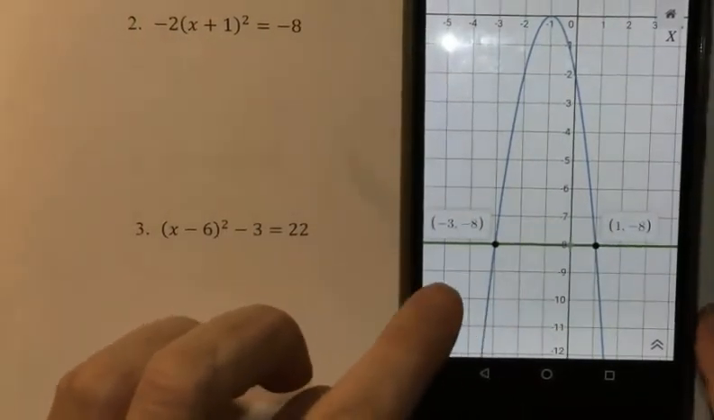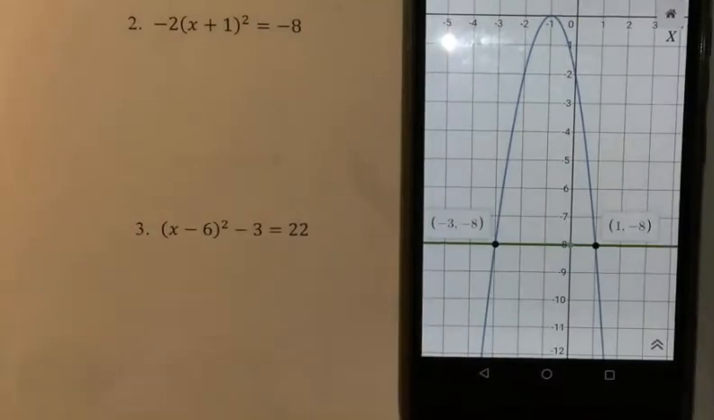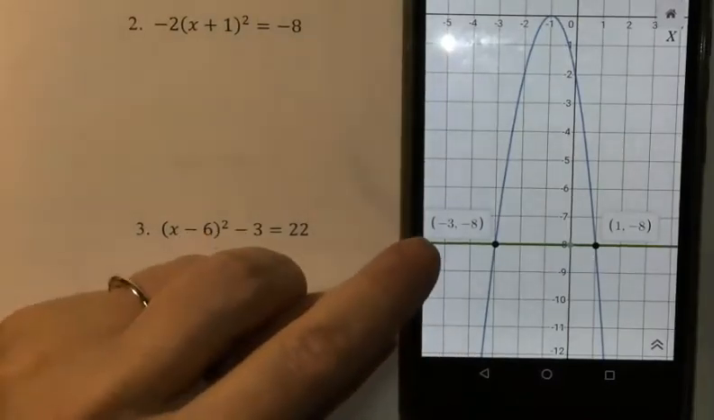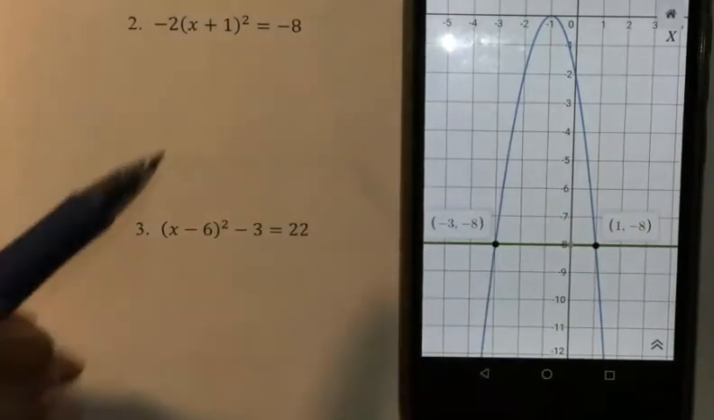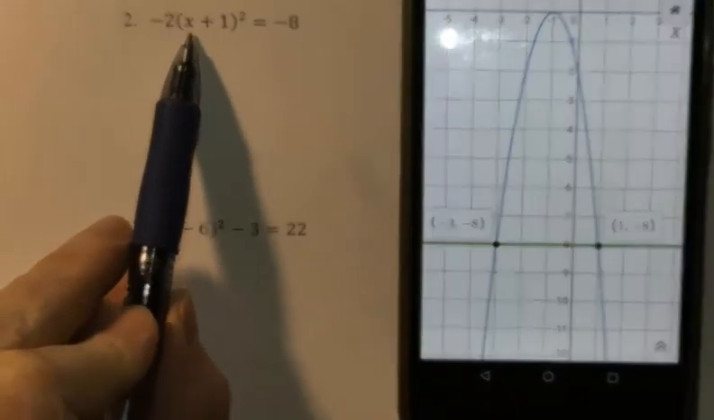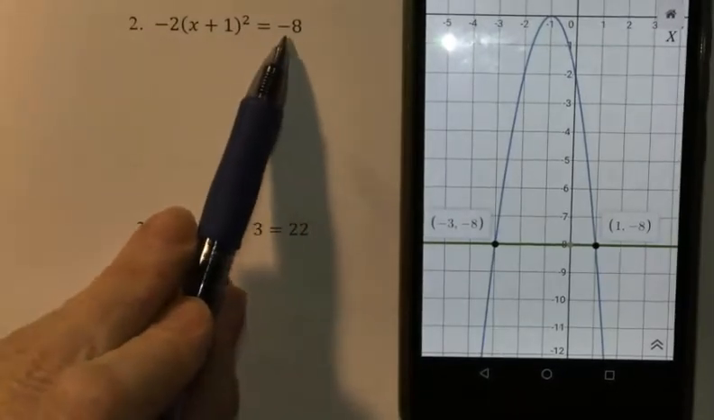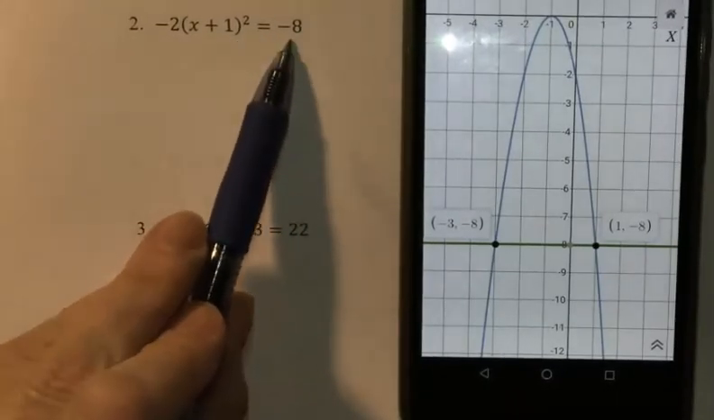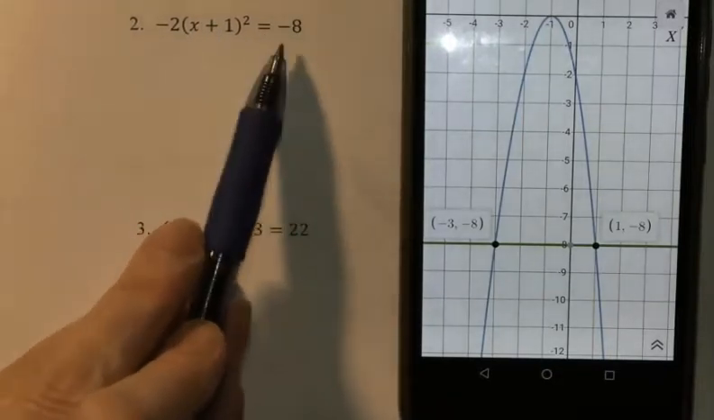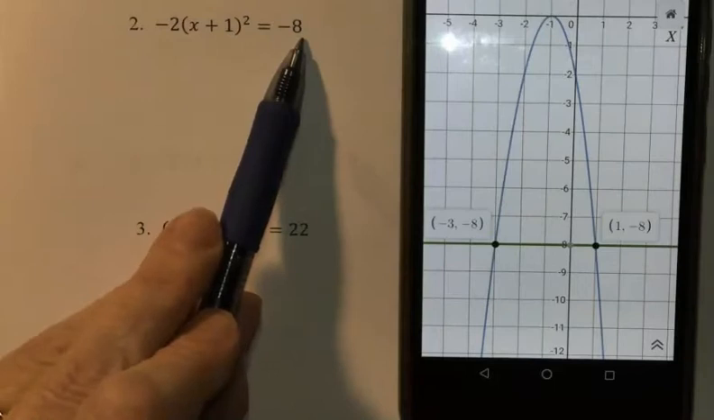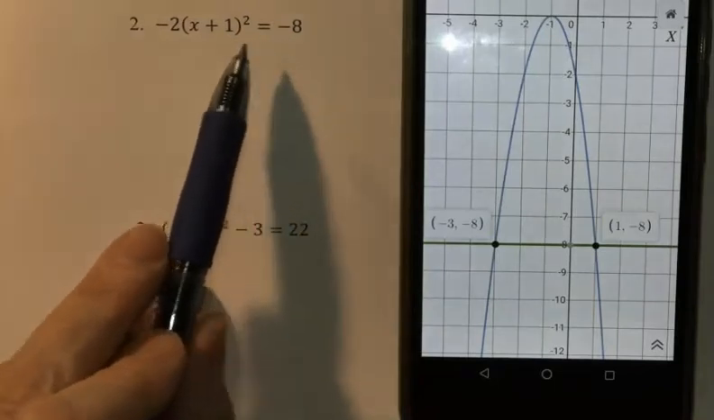So if you'll just double tap at the points of intersection, it'll pull up your ordered pairs. So notice the x coordinates are negative 3, negative 8, and 1, negative 8. So if I put a negative 3 in for x, I will get a negative 8 out, and that's why it's equal to the negative 8. And if I put a positive 1 in place of x, this left side will equal this right side. They'll both be negative 8.